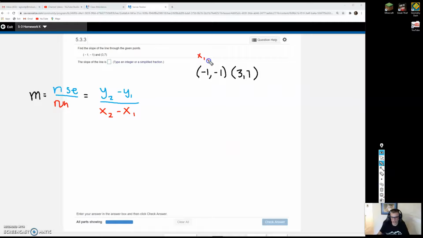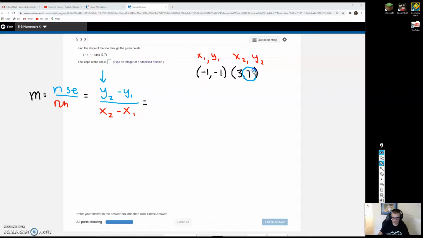So it's x sub 1. This is my first y coordinate, so it is y sub 1. This is my second x coordinate, so it's x sub 2. And this is my second y coordinate, so it is y sub 2. Now I just take these numbers like they're puzzle pieces and I plug them into the correct spots in my equation. The first thing I need to do is find y sub 2.